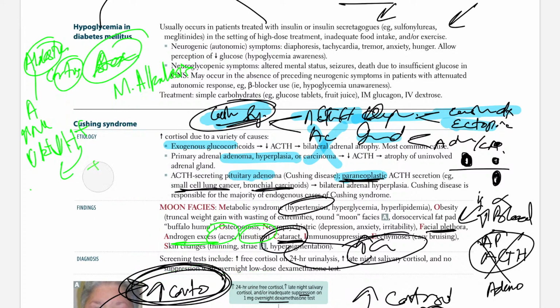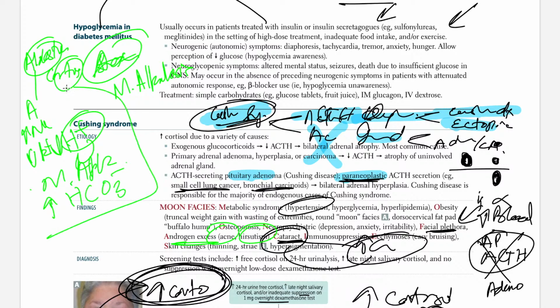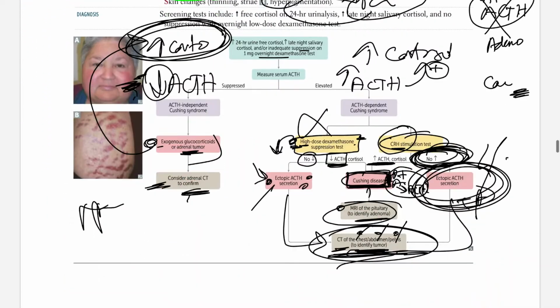Let me erase this part. Metabolic alkalosis, because you're losing your hydrogens, causing alkalosis. And you're also going to cause an increase in bicarb reabsorption, just because of aldosterone. Okay, so these are the extra labs that you will see with Cushing's. With that, let's move on to the next thing.